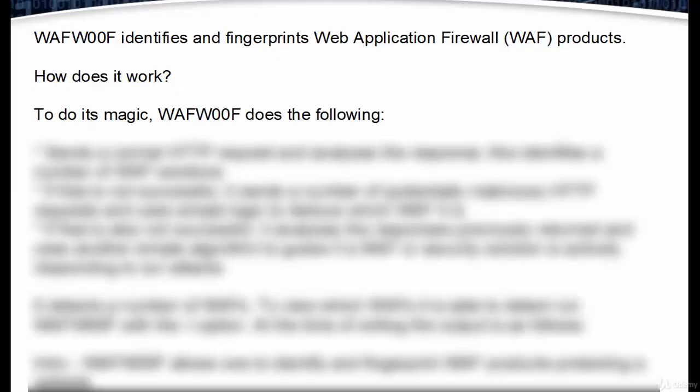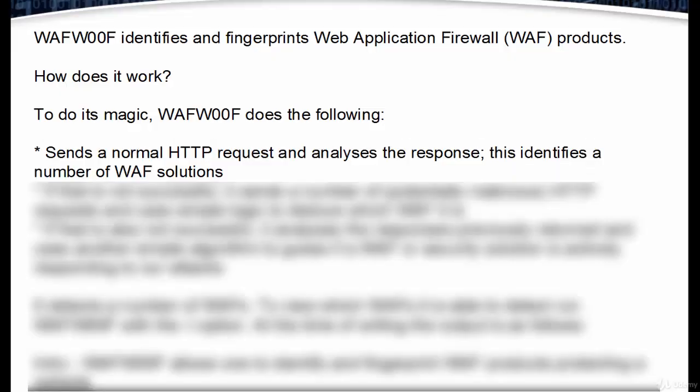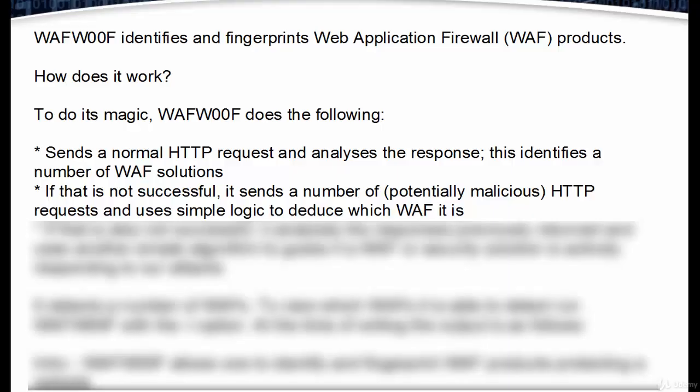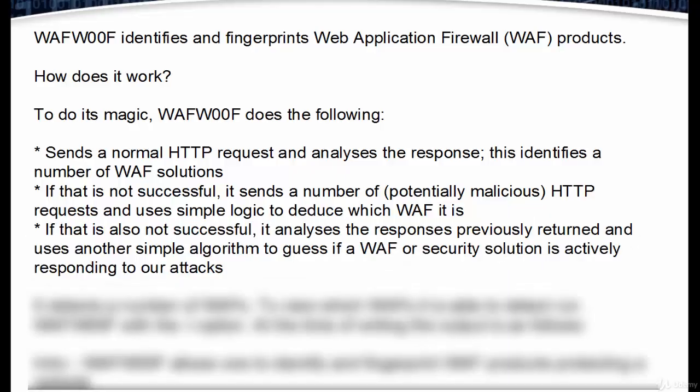How does it work? To do its magic, wafw00f does the following: sends a normal HTTP request and analyzes the response. This identifies a number of WAF solutions. If that is not successful, it sends a number of HTTP requests and uses simple logic to deduce which WAF it is. If that is also not successful, it analyzes the responses previously returned and uses another simple algorithm to guess if a WAF or security solution is actively responding to our attacks.